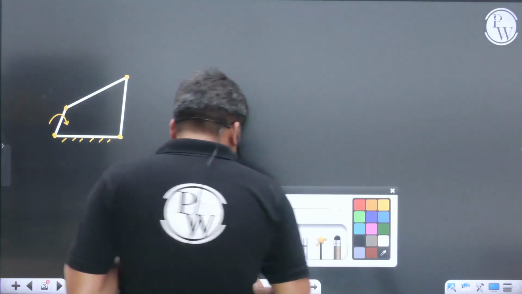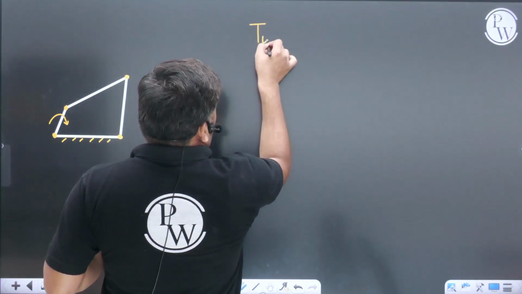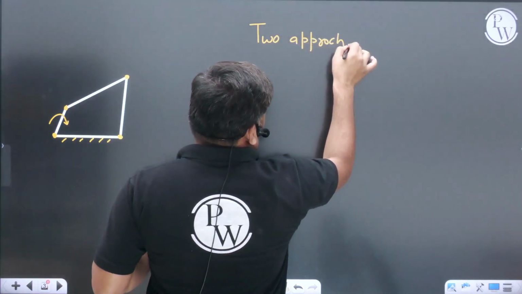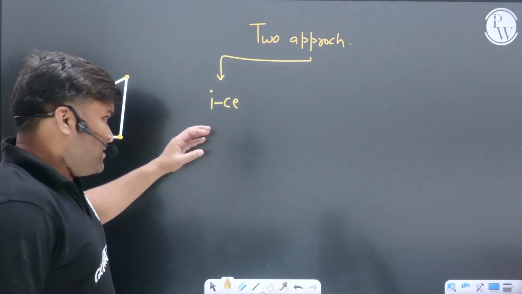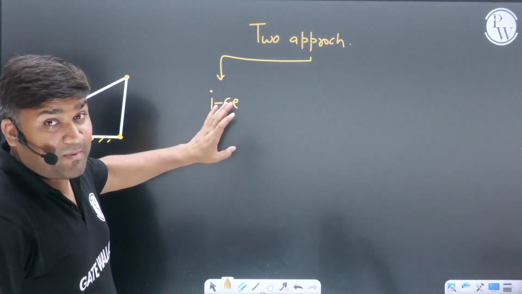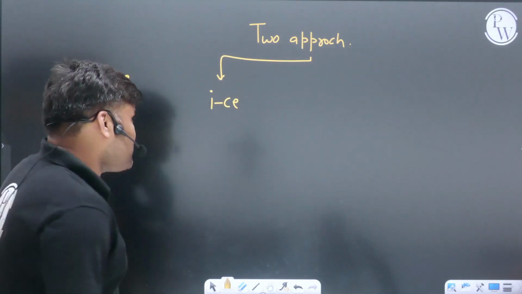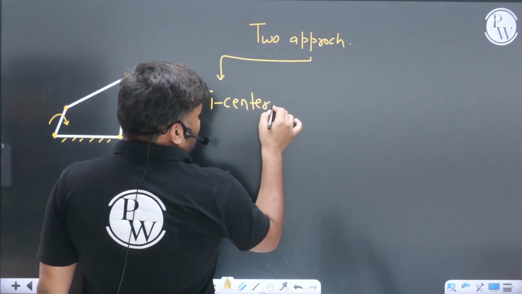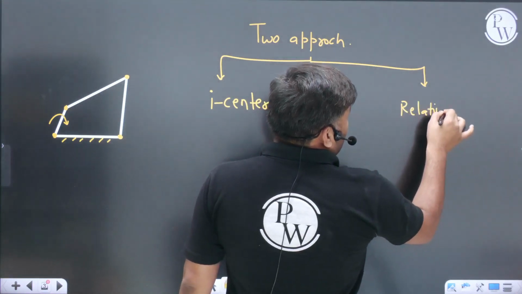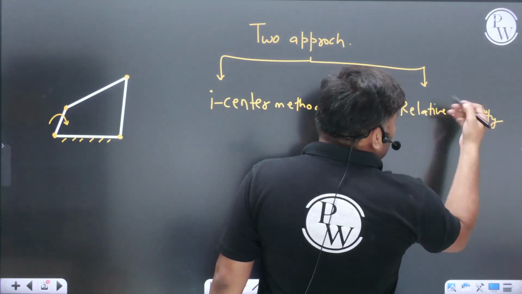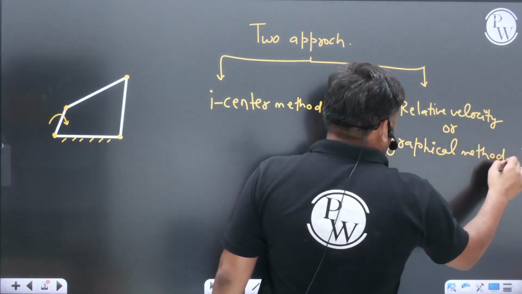There are two beautiful approaches which we are going to follow. Two major approaches. The first one is the eye center method, very popular, and one of my favorites, because from an examination point of view it is very important. In examination, the majority of questions you can easily solve with the eye center method, and it is much less time taking compared to the graphical method. The second is another approach, known as the relative velocity approach, or some people also call it the graphical method.